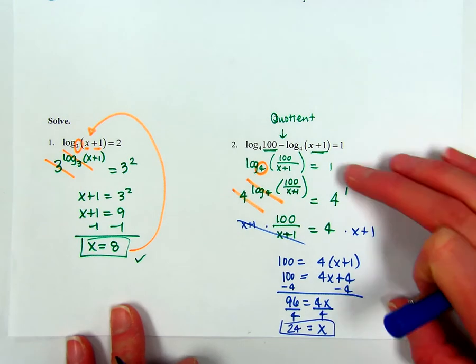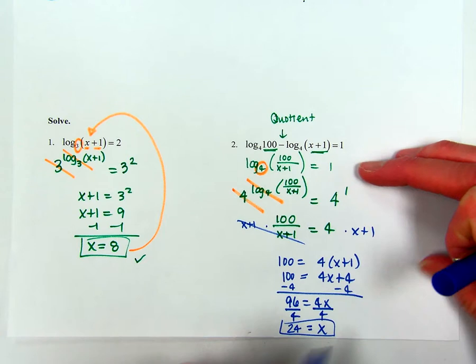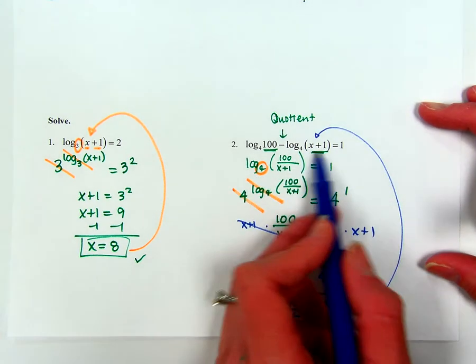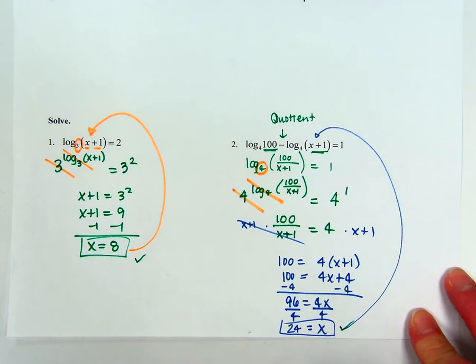Now I just need to go back and double check. This one, I don't need to substitute anything, but 24, if I were to put the 24 all the way back in here, 24 plus 1 is 25, which is positive, so that's okay. So that one works as well.